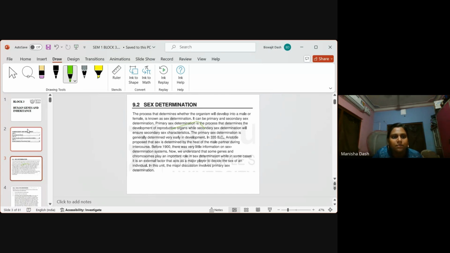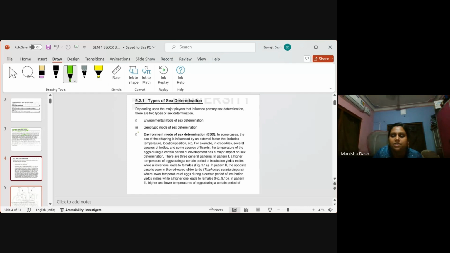So, sex determination, as I was telling, is a method or procedure by which you can predict or determine the sex or the gender of the individual. Okay. So, primarily to find out whether an organism will develop into a male or a female, that process will be known as sex determination.